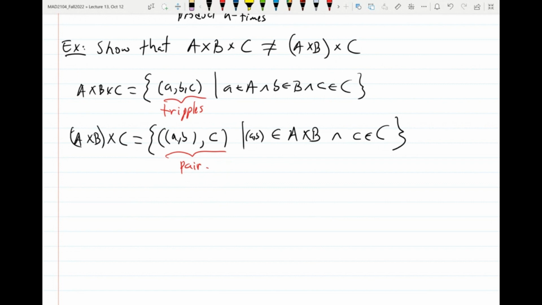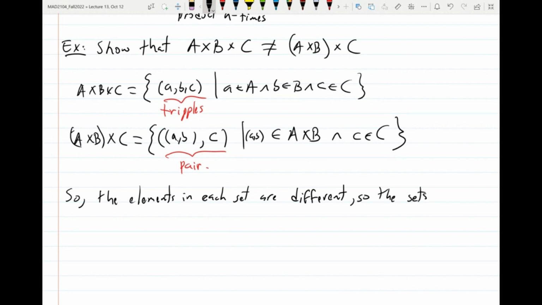So they are different because their elements are distinct. So the elements in each set are different. So the sets are different. I mean, I'm justifying the question, okay? And why are the elements different? Well, the two lines above justify. One has triples, the other one has pairs.